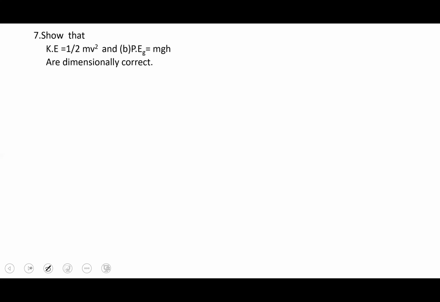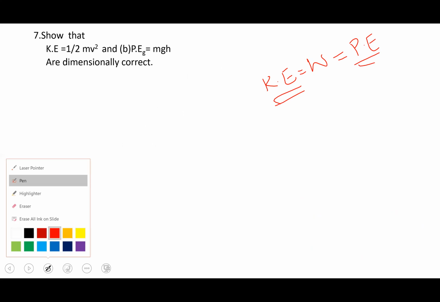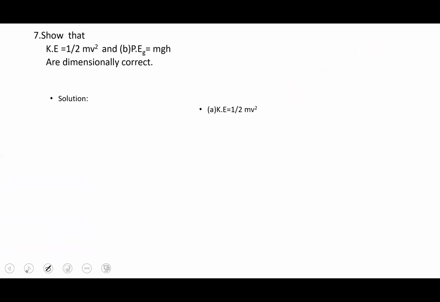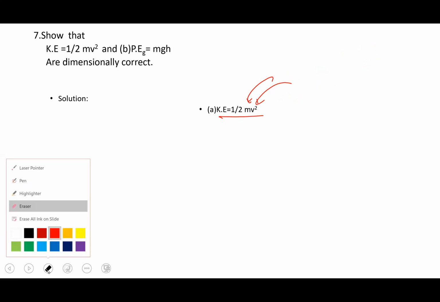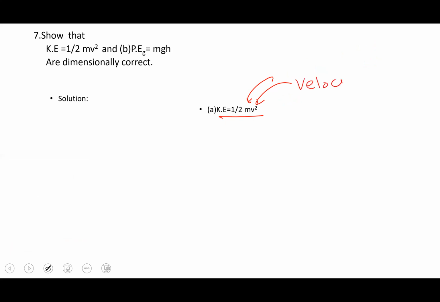Moving on to the last question, it says show that kinetic energy, half mv square, and potential energy, mgh, are dimensionally correct. So we have to equate them both to a certain value which we already know, which is work done. If the work done dimension is equal to kinetic energy and potential energy, then they too will be dimensionally correct. First of all, the kinetic energy, as we know, is half mv square, where m is the mass and v is the velocity. Let me write it clearly. So here we have velocity, and here we have the mass.